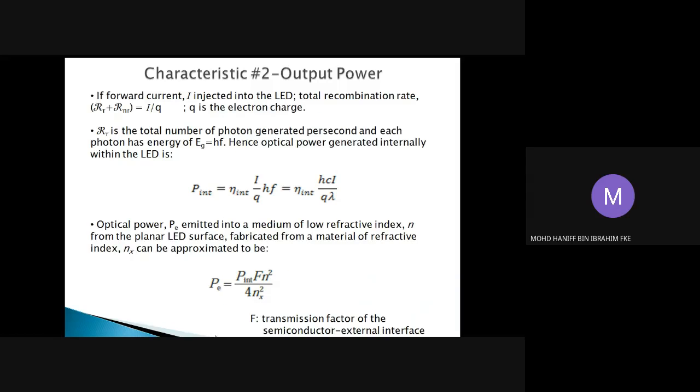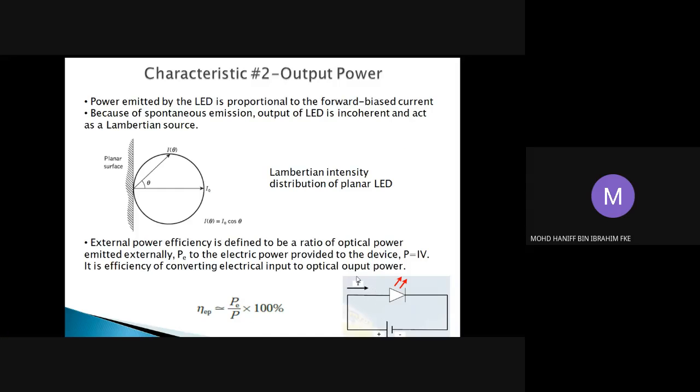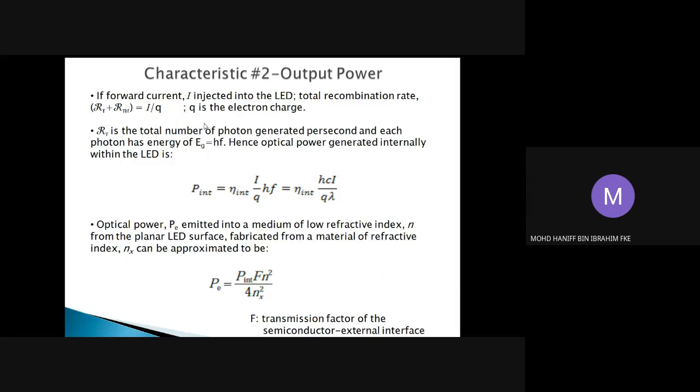It can be said that the total recombination rate, which is RR plus RNR, can be written as equal to I divided by q. I is the forward current used in the circuit. If you recall back to this slide, this is the I, which is the forward current. So I over q, where q is the charge, equals the total recombination rate, the radiative recombination rate plus the non-radiative recombination rate. The total recombination rate is the injected current divided by the charge.